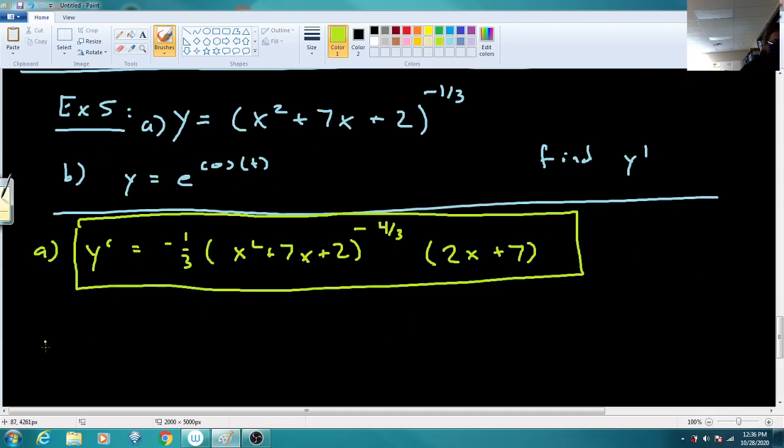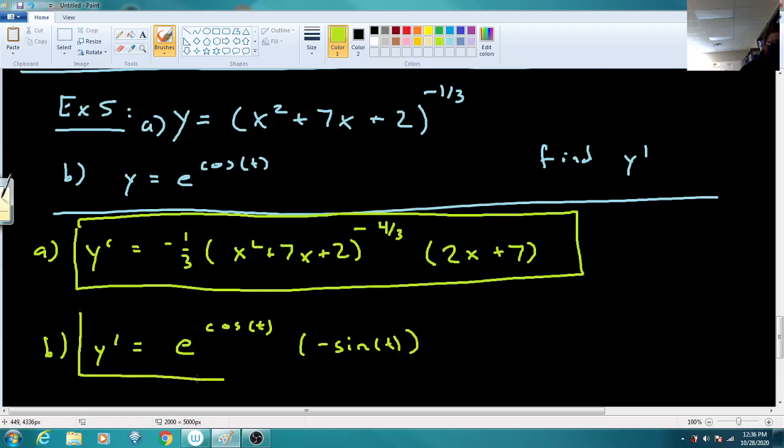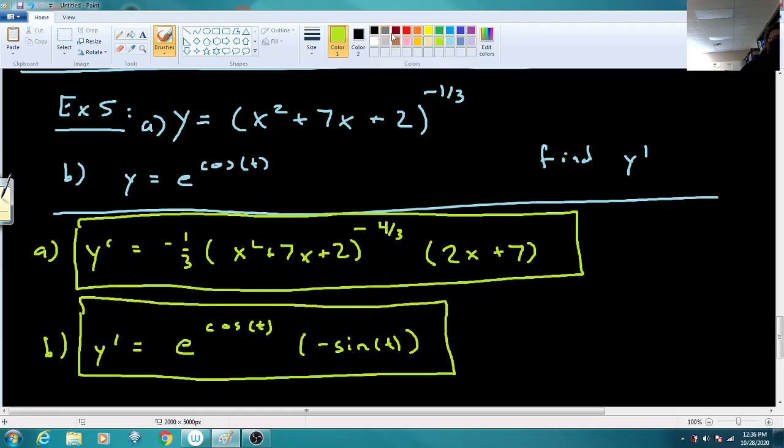And then to part B, we'll get y prime equals, e is the outer function, it is its own derivative. So we get e to the cosine of t left alone. Cosine of t is the inner part, so we need to multiply it by the derivative of the inner part, which will be the negative sine function.